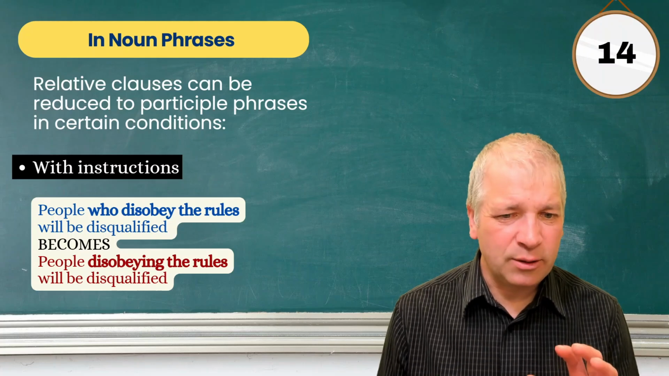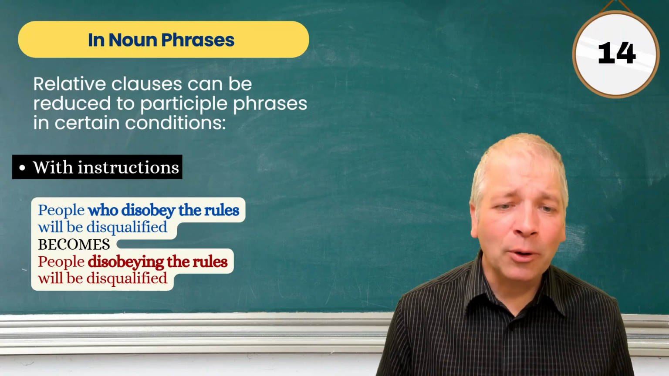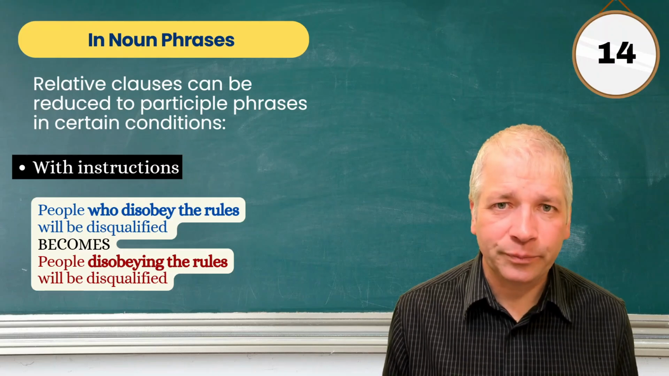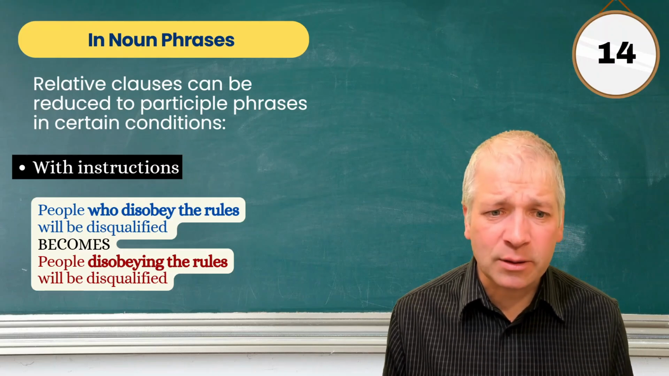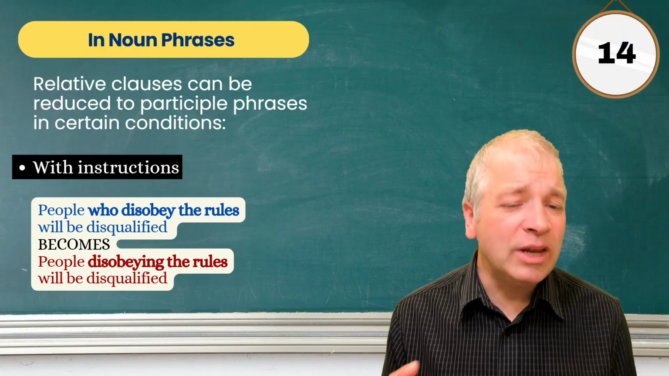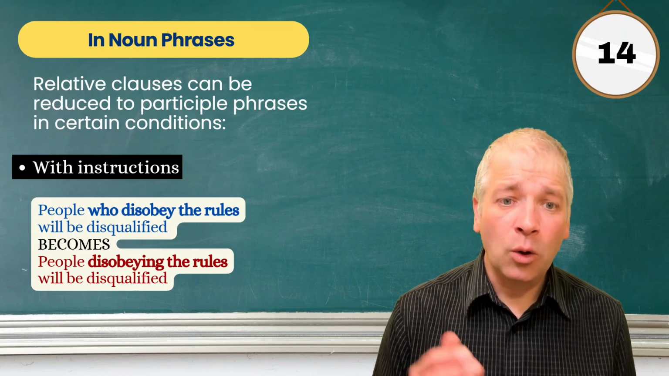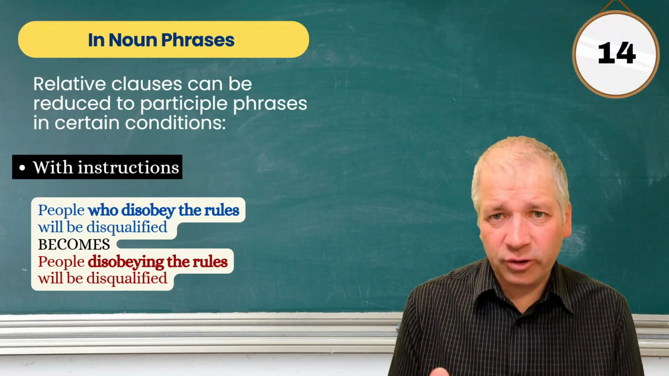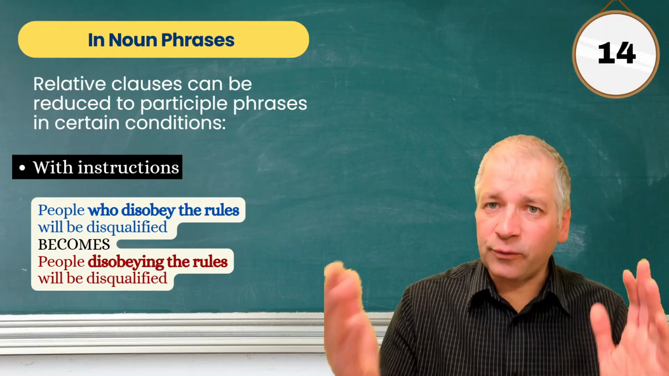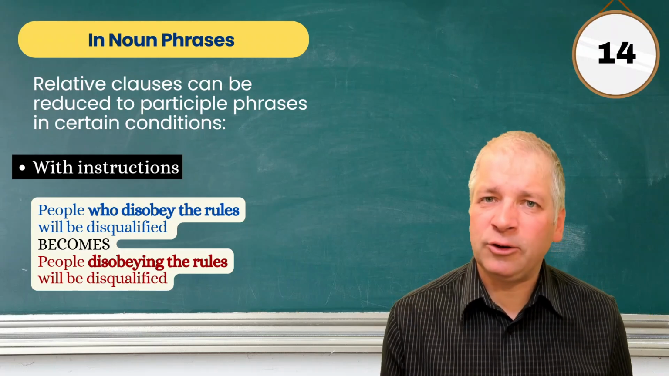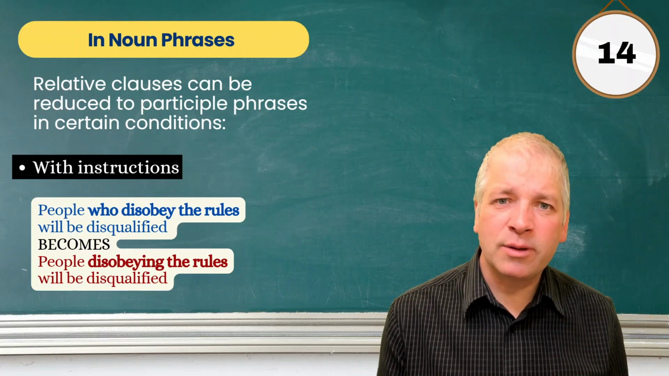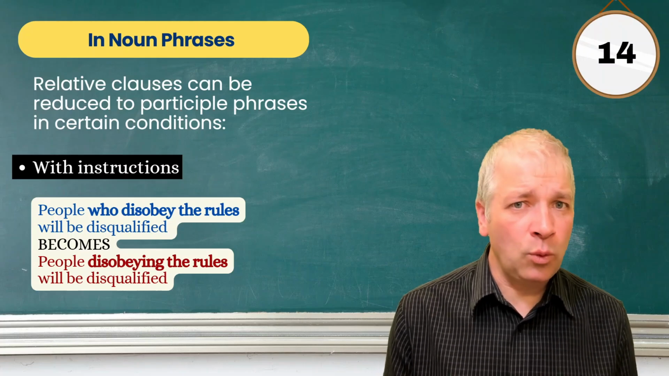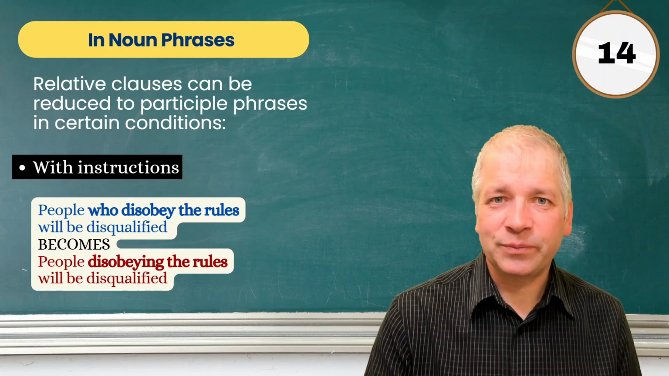The first one is an instruction in full form. People who disobey the rules will be disqualified. But we can convert this into people disobeying the rules will be disqualified. So here with an instruction that forms a relative clause, we've reduced it down into a participle phrase by using the ing form. People disobeying the rules will be disqualified.